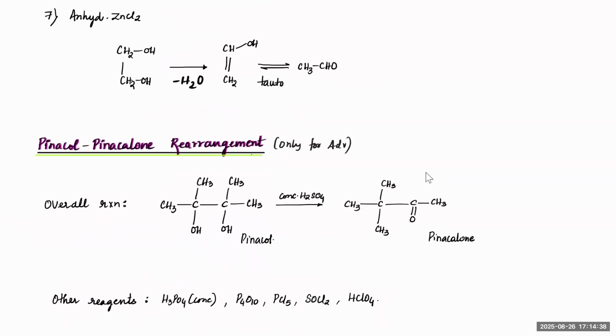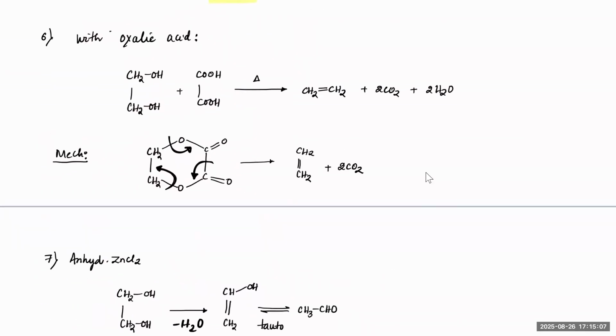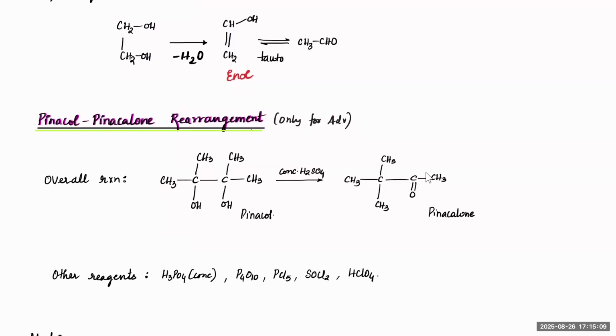Next is with anhydrous ZnCl2. So anhydrous ZnCl2 is best used as a dehydrating agent. So we can take OH and H from here. You'll get an alkene. So alkene with an OH group is an enol. Enol is unstable form. It will tautomerize, convert into keto form. Clear, beta? These are the reactions for glycol.